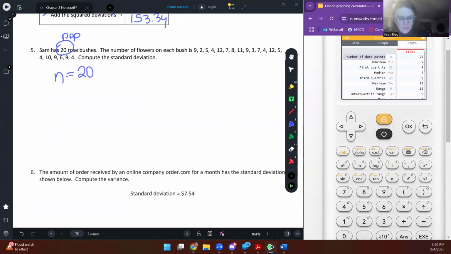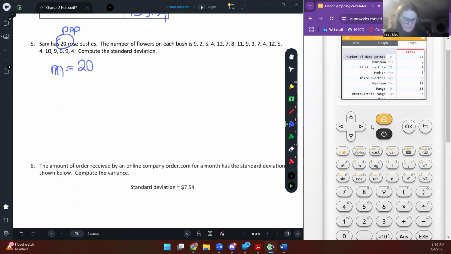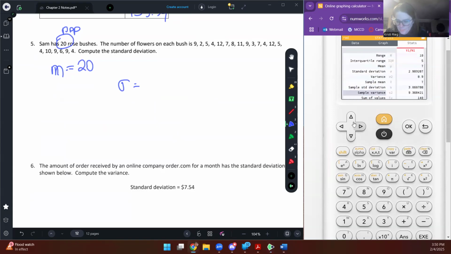So the final answer, why is it getting mad at me? Oh, the keyboard is in my way. That's it. Sigma equals this number right here, 2.98.